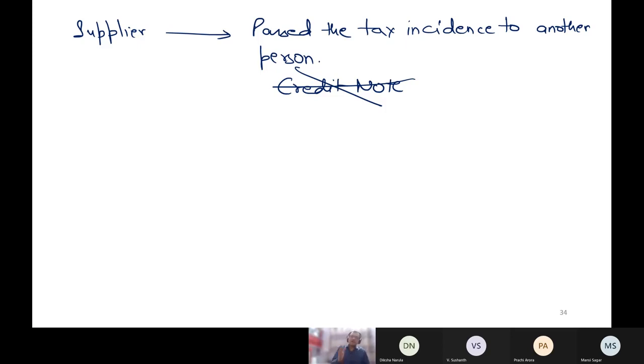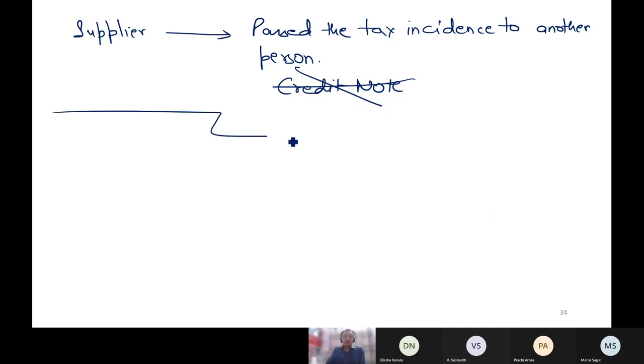What is a credit note? When you have charged excess tax, for the difference you can issue a credit note. Show it to the government in the return of the month in which you issued the credit note, and maximum till 30th September following the end of the financial year in which you issued the credit note, or actual date of furnishing return, whichever is earlier. And in case you have passed the incidence to another person, then you lose your right to issue the credit note.